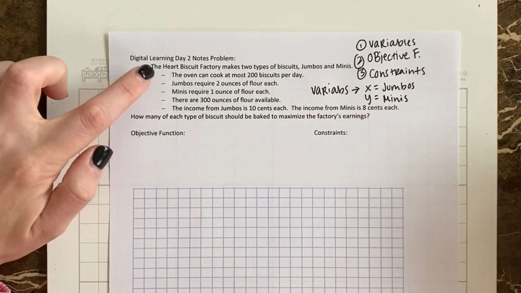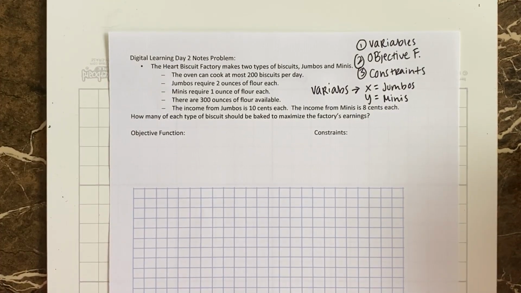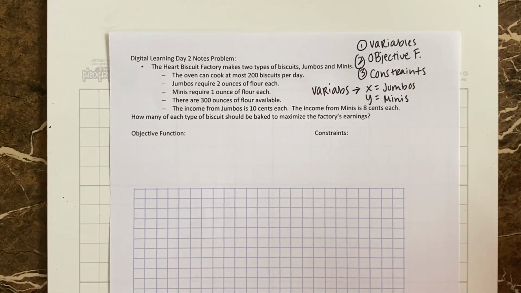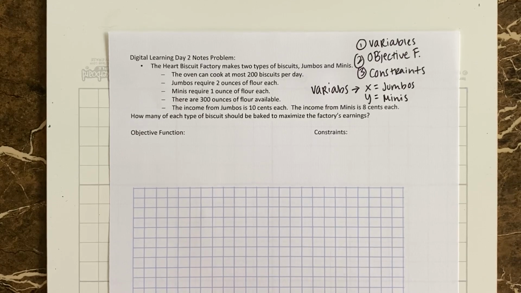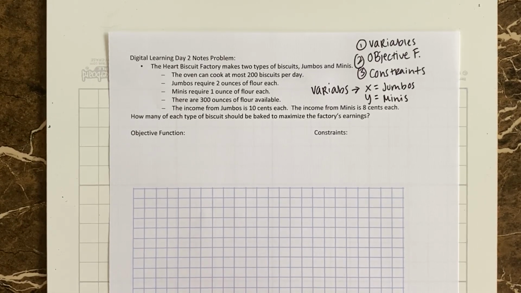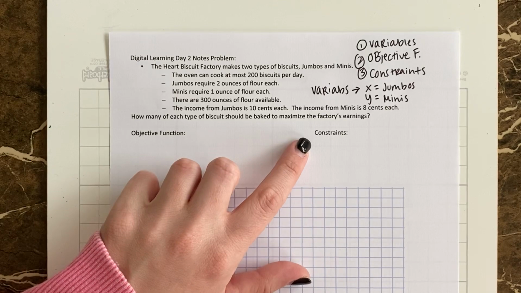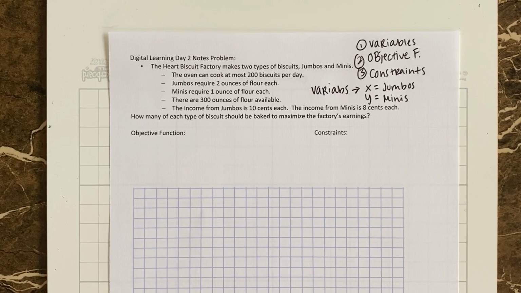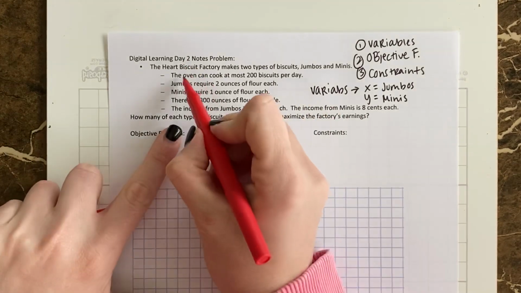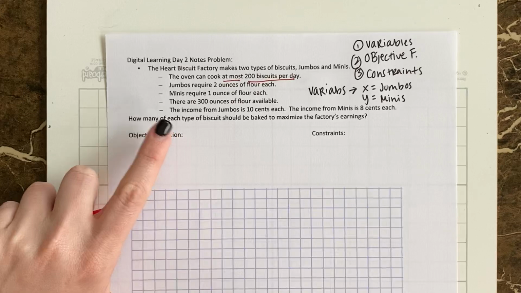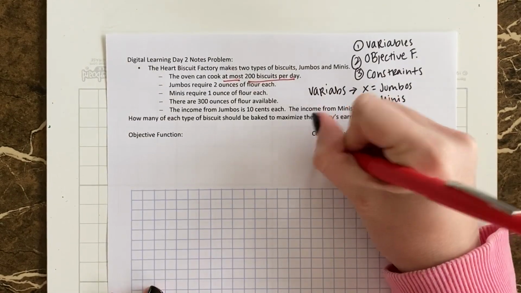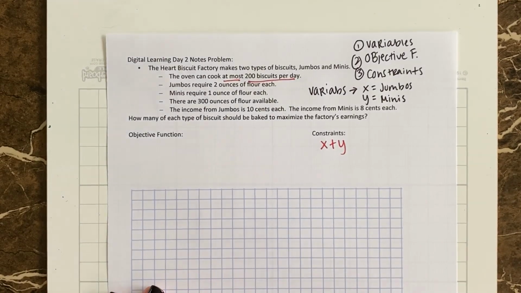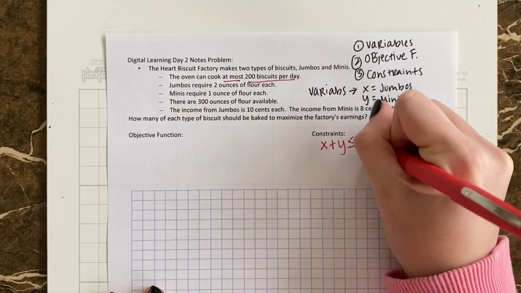Okay, next little bullet point here, it says the oven can cook at most 200 biscuits per day. So in total, I don't care whether they're jumbo or they're mini, it says I can make at most 200 biscuits per day. So that is a constraint. Let me use some different colors. So at most 200 biscuits per day. I'm gonna say that's jumbos plus minis. At most 200 means you cannot make any more than 200. So that has to be less than or equal to 200.